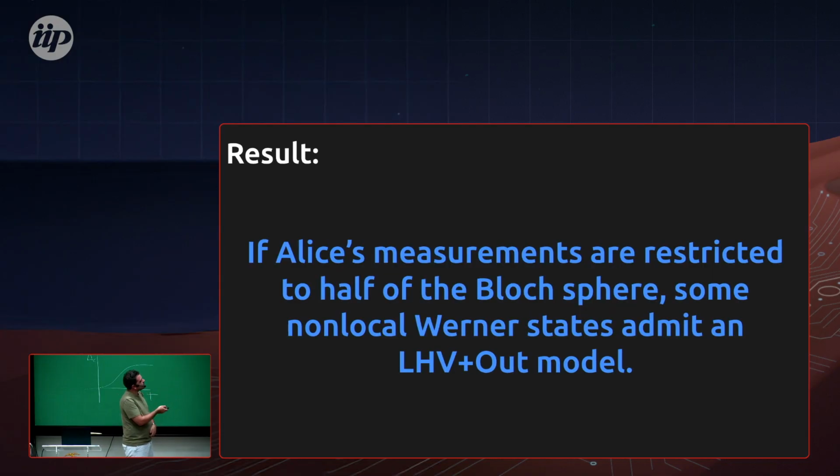But what you could find, which is also different from Bell scenarios, is that although it's true that these two sets are equal in general, if you restrict the type of measurements that Alice has, especially if you restrict Alice's measurements just to half of the Bloch sphere, then there is some difference between LHV and LHV plus out models. So you have some non-local entangled states that do admit an LHV plus out model. And this is also not true in Bell scenarios.